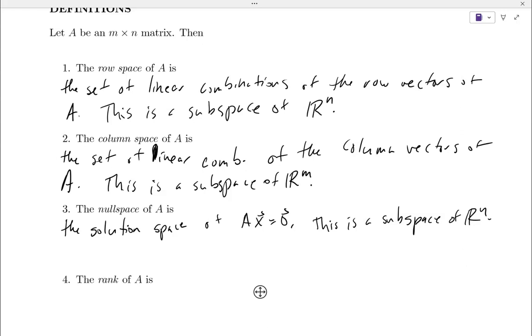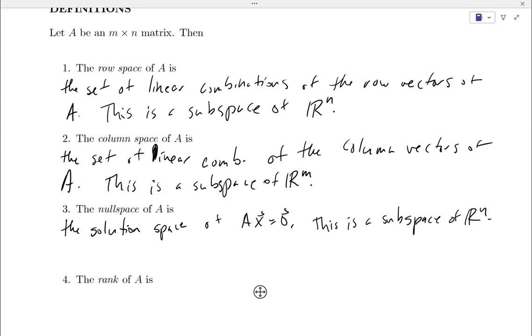Treating each row like it's a vector, doing the set of all linear combinations of those row vectors. That gives us a space, which we refer to as the row space. Since each of the rows would have n components in them, that space is going to be a subset of Rn, a subspace of Rn. Likewise, if we treat all the columns like they're vectors and look at the span of the columns, the set of all linear combinations of the columns, that gives us what we refer to as the column space of A. Since each of those would have m components going down the rows, that's going to be a subspace of Rm.